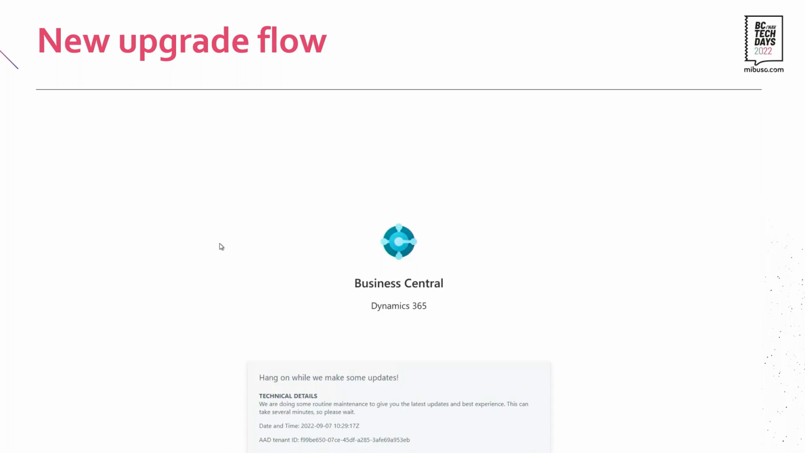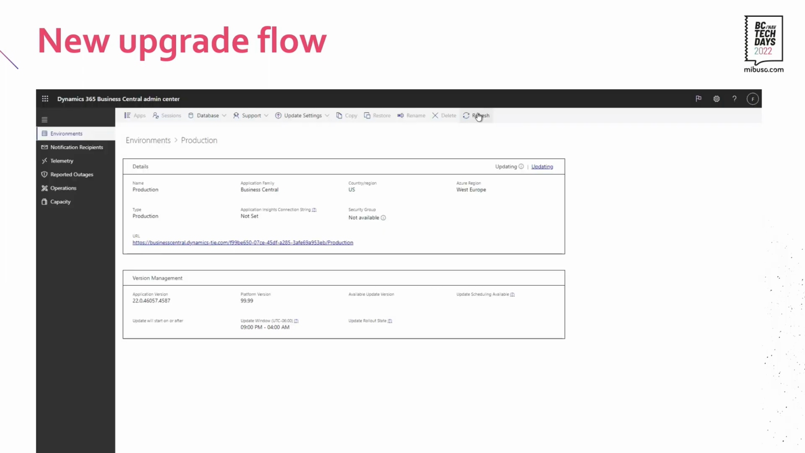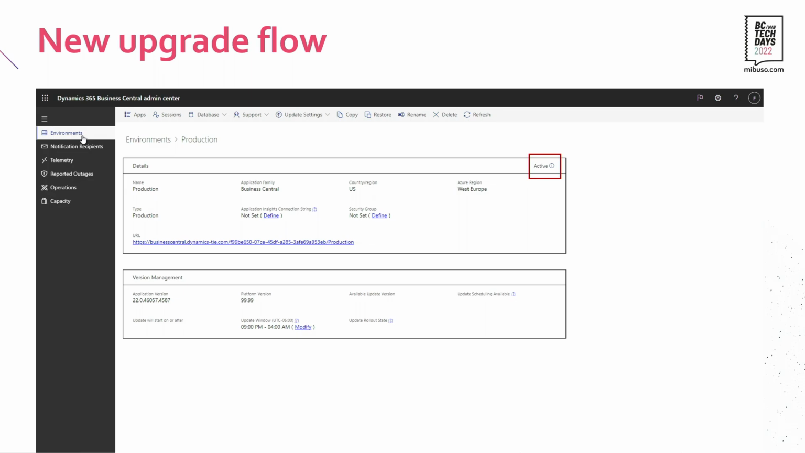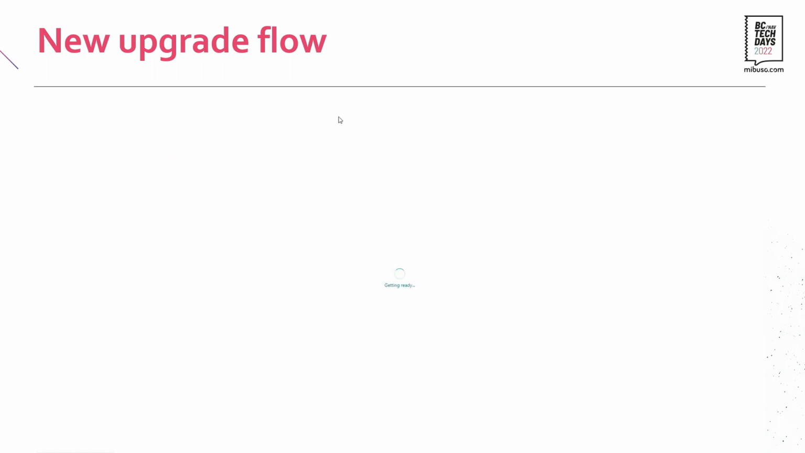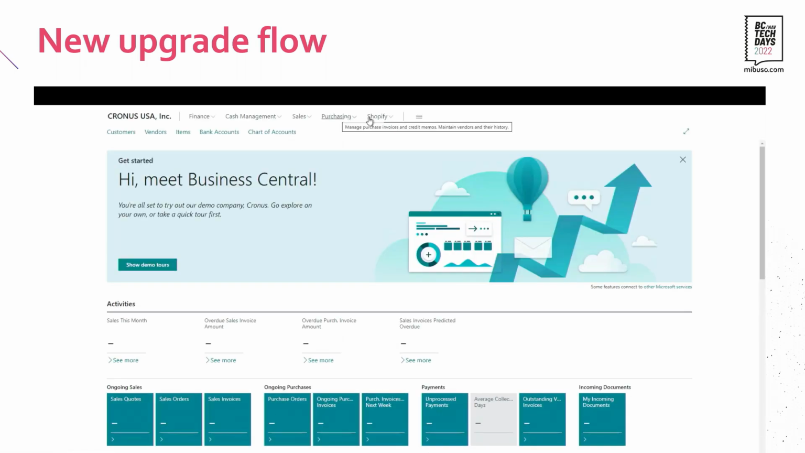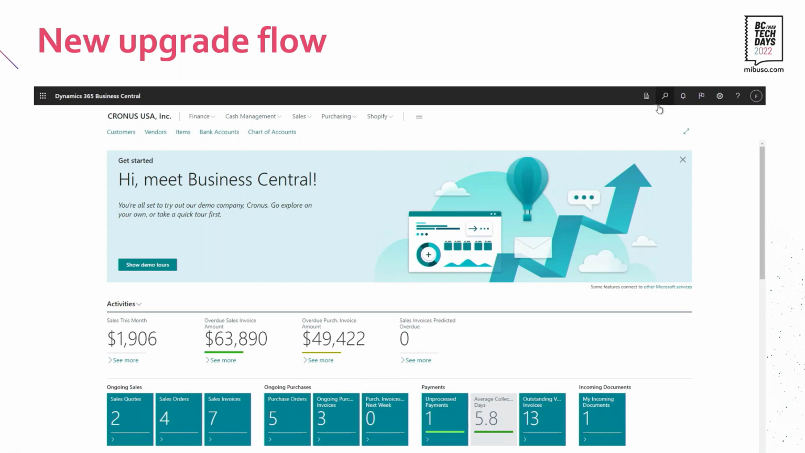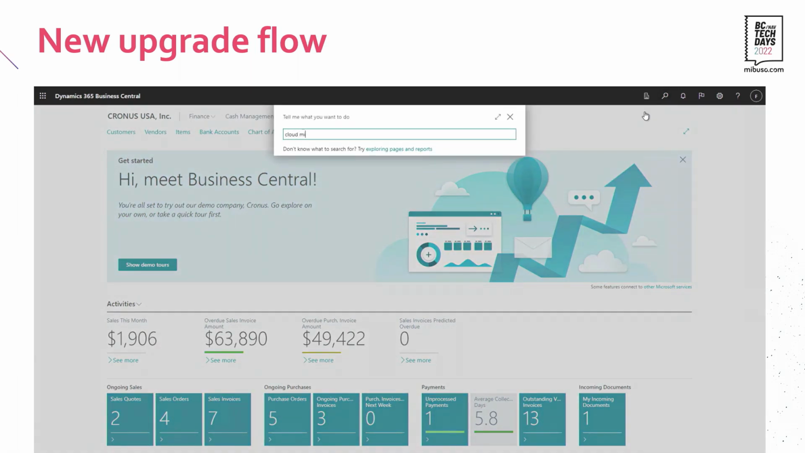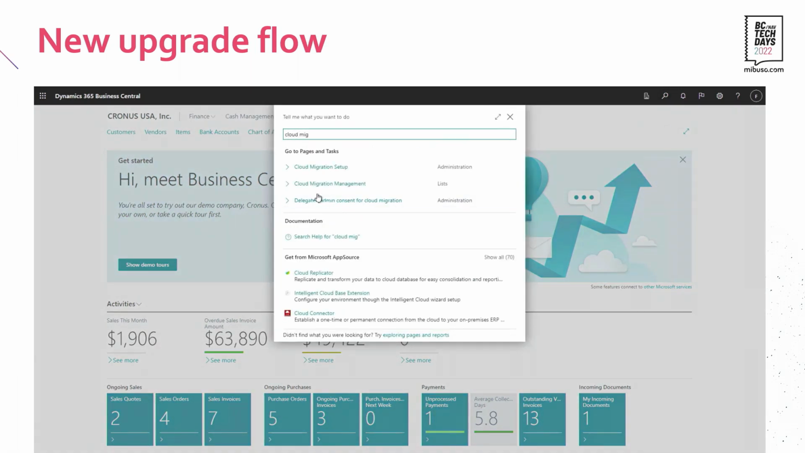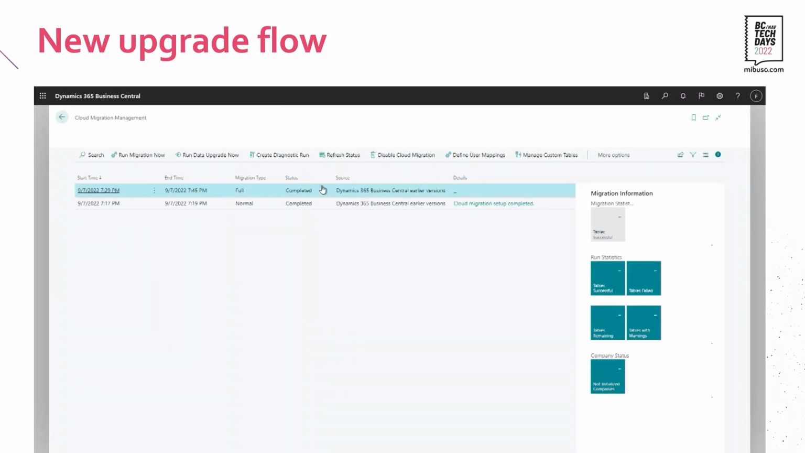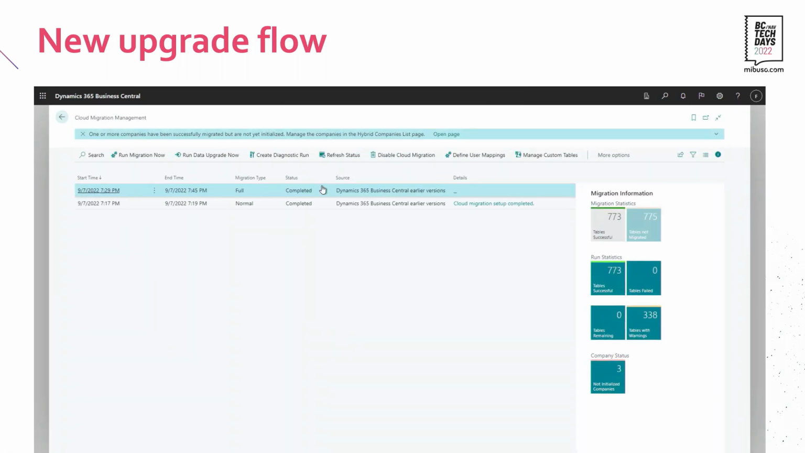Now, if you go back to the admin center and refresh, approximately after 3 minutes, the status will flip to active. And then if you go back to Business Central and back to the cloud migration page, the status is going to be flipped to completed. You will see it in a second. And now you're able to go live after this step.